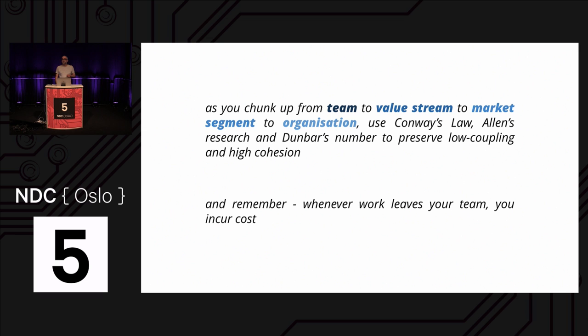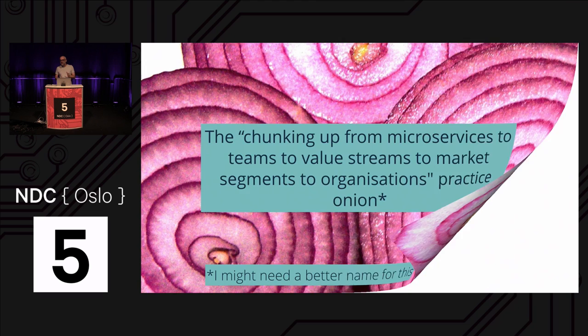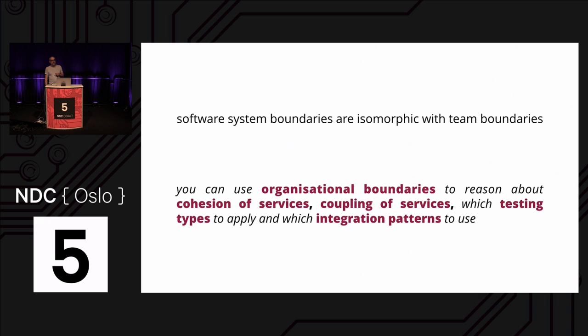In the home straight now. I might need a better name than this, haha. This is the chunking up from microservices to teams to value streams to market segments to organizations practice onion. I've stated already, right? Software systems are isomorphic with team boundaries. If that's the case, we should be able to use either to reason about the other, right? So you can use organizational boundaries to reason about the cohesion of the software that the teams within those boundaries are building, the coupling of services between them, which testing types to apply, and integration patterns to use.